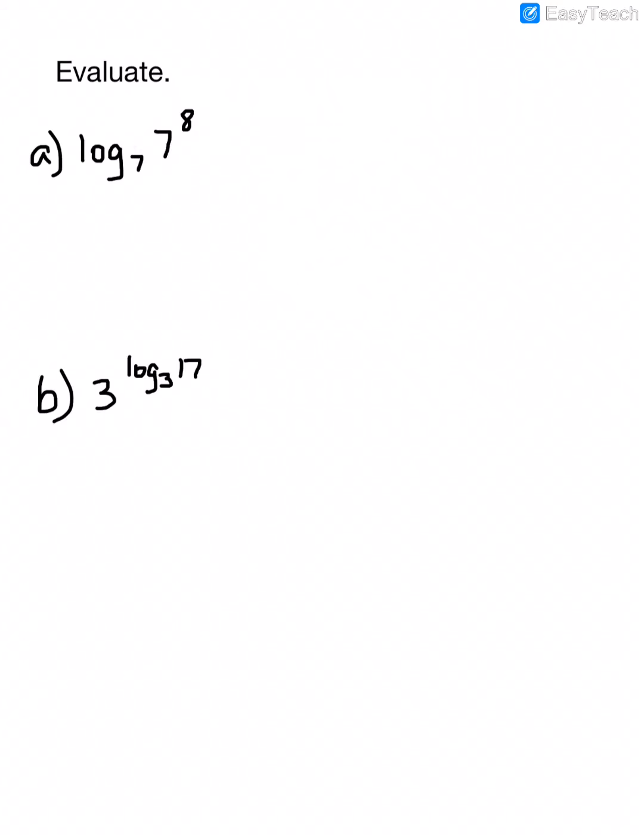So let's use those properties. Log base 7 of 7 to the 8 power. Okay, so this stuff that looks the same just kind of cancels out, and this is going to equal 8. 3 raised to the log base 3 of 17. Again, this stuff looks the same, so it cancels out, so this just equals 17.